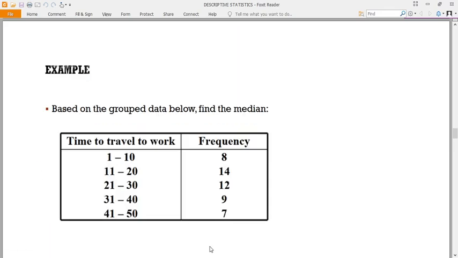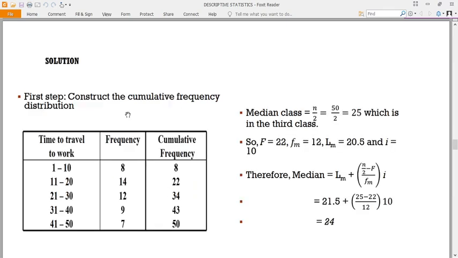So if we look at an example, we are looking at the same data set. The first step is to construct a cumulative frequency distribution, and that is by adding a cumulative frequency column. So how do we come up with cumulative frequency? We start with the first frequency. Then to get the next figure in the cumulative frequency column, we add the next figure to the previous one.